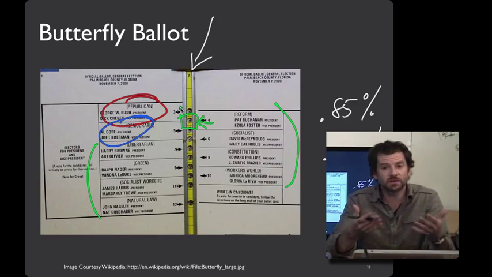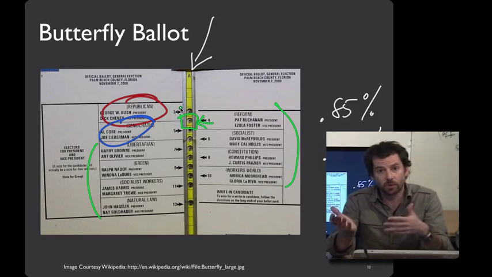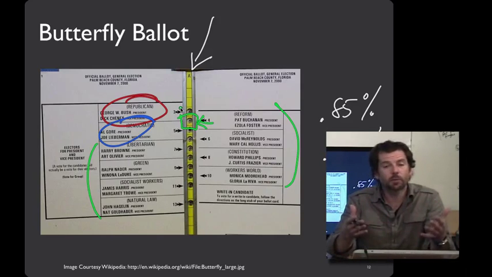With better user interface design, it could have been clearer which of these was the hole that corresponded to a Democratic candidate versus the Reform candidate. Another important lesson to learn from the butterfly ballot problem is that of consistency.